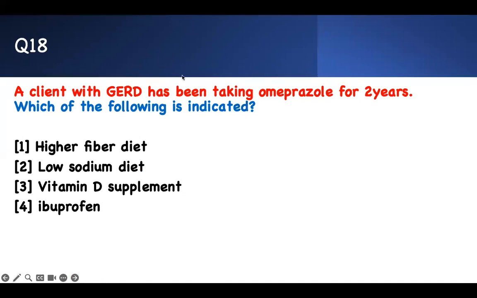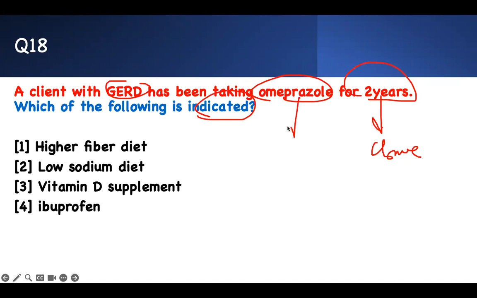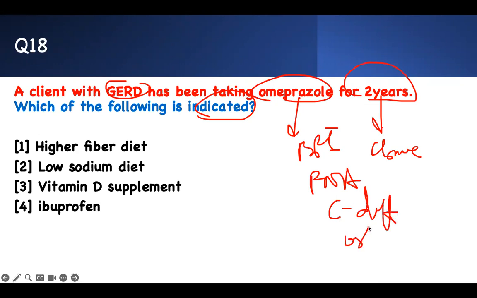Number 18, test taking skills. Which of the following is indicated? Client with reflux is taking omeprazole for 2 years. Anybody who takes a medication for that long, we call it chronic. It takes you for a long time. What is omeprazole? It's a PPI. When you take a PPI, 3 things: pneumonia, C. diff, osteoporosis. These are the complications. Therefore, you watch for that.